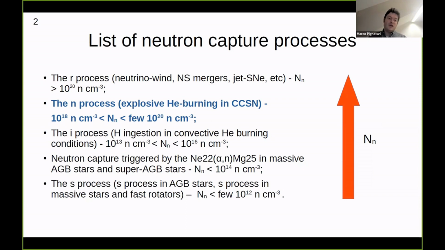This also became really famous again in these last years. This is related to hydrogen ingestion in convective helium burning in different types of stars. And in between the intermediate neutron-capture process and the R process, in terms of the neutron density regime, there is the N process. This is associated to explosive helium burning in Core-Collapse Supernovae. So this is the process I will talk about today.